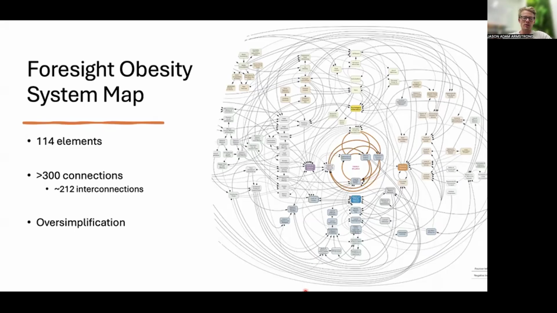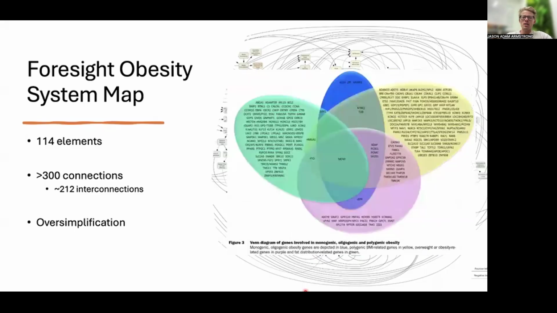And the professionals who came up with this map said that even this map is an oversimplification. So this particular map is looking at genes involved in monogenic, oligogenic, and polygenic obesity, right? So just genetic causes of obesity. And this is just the overlap between them. So you can see the number of genes that actually overlap is very low. Some forms of obesity are associated with a ton of different genes that are not found in other forms of obesity. So even if we just hone in on the genetic component of obesity, it's immensely, immensely complex.